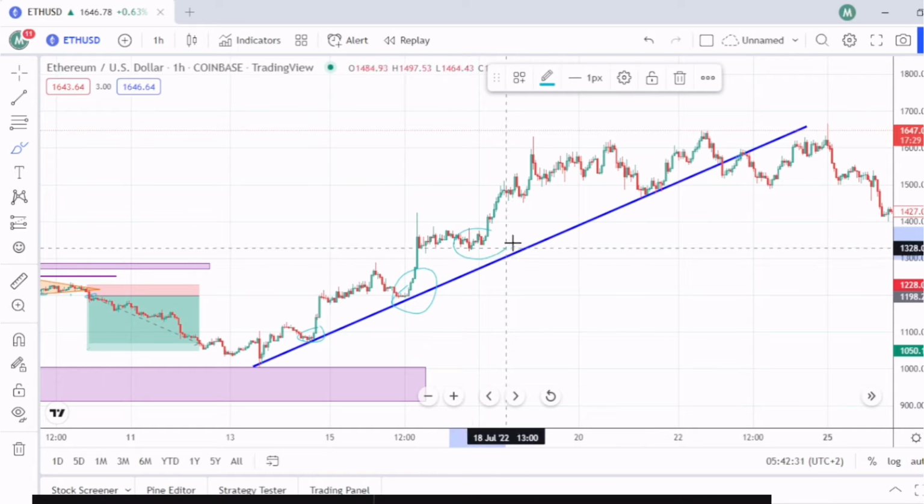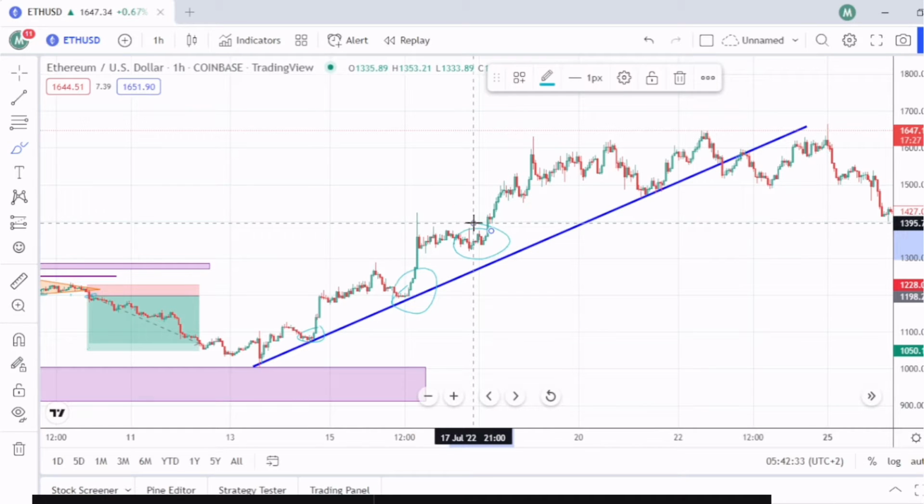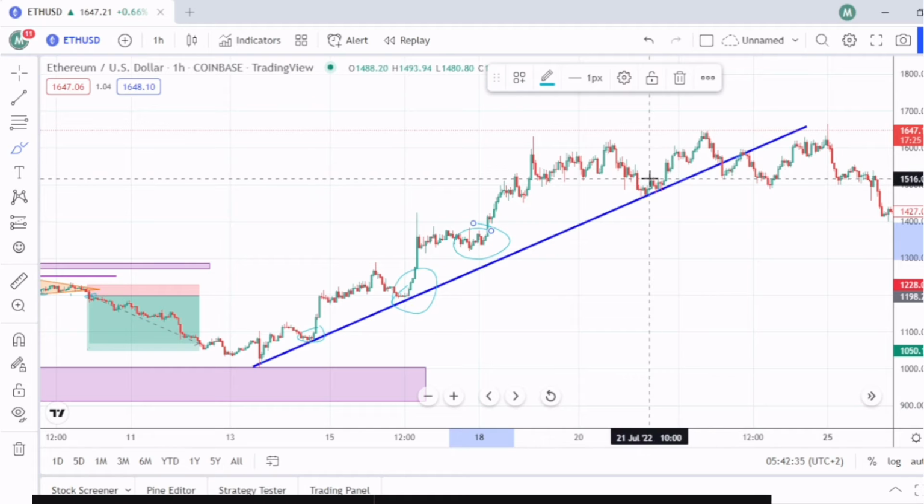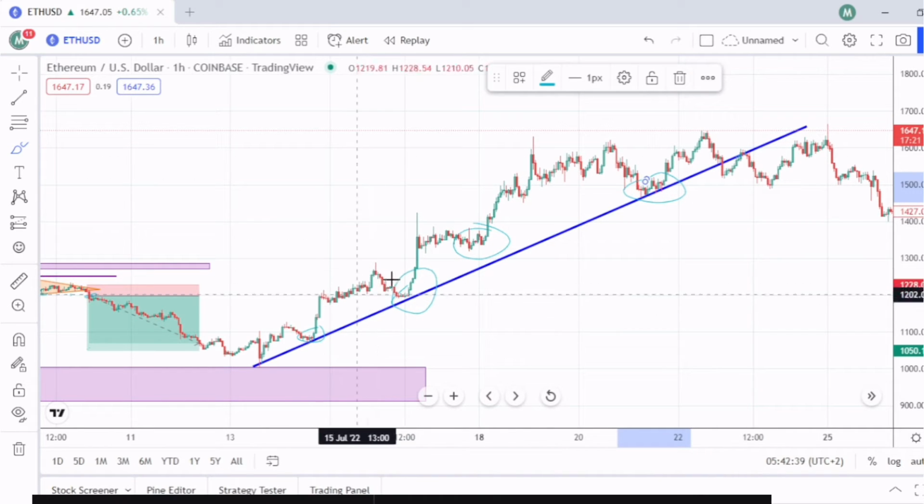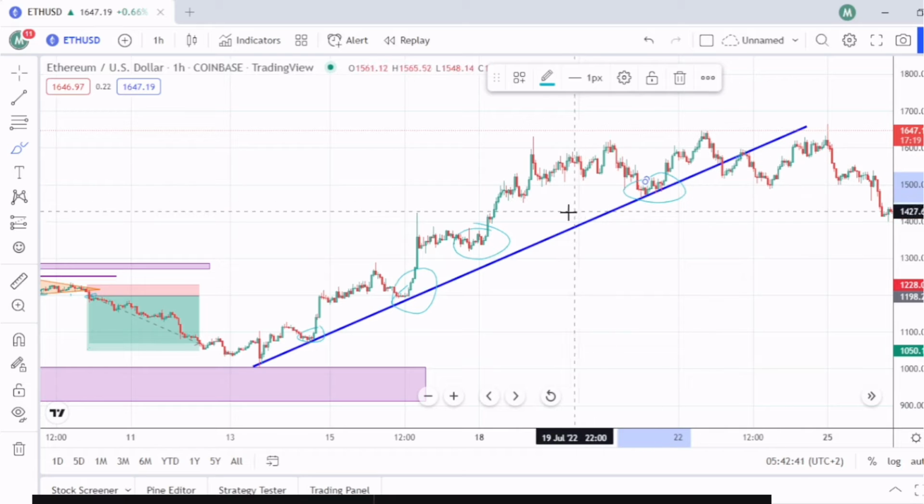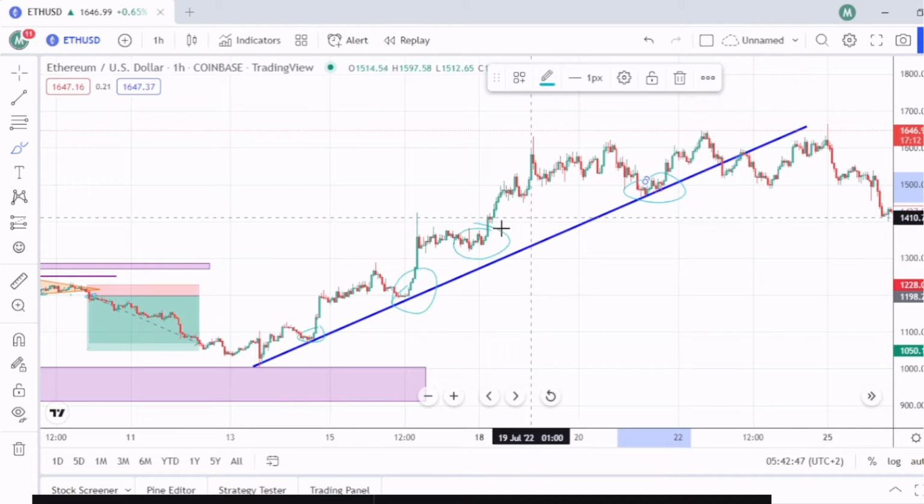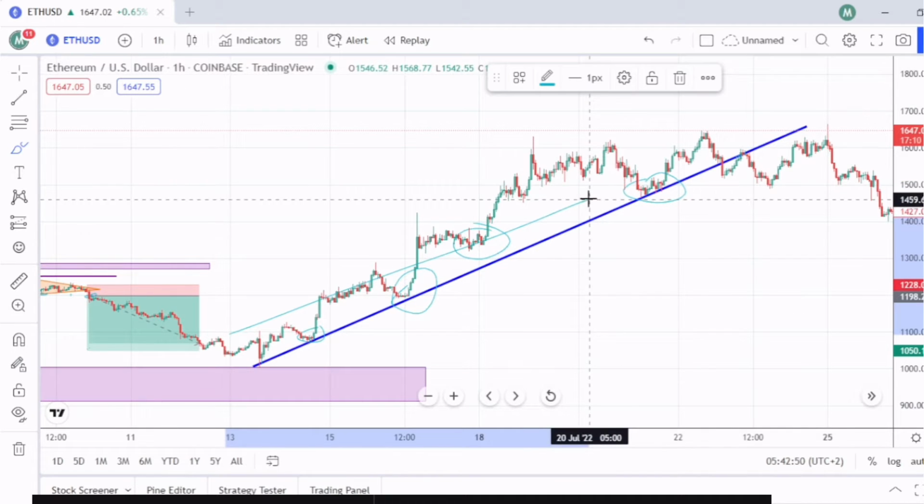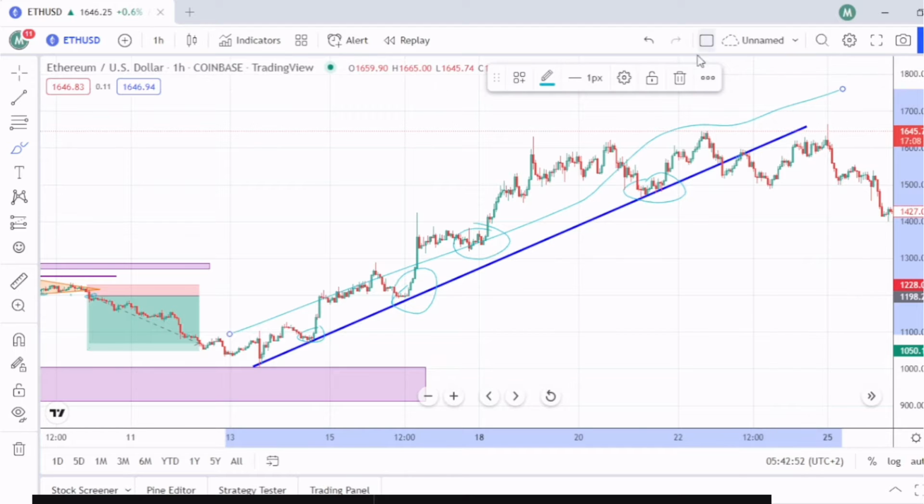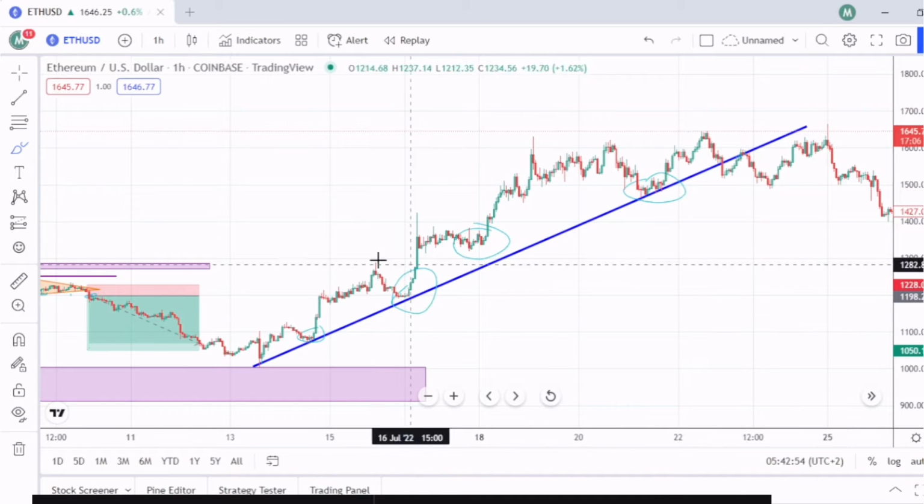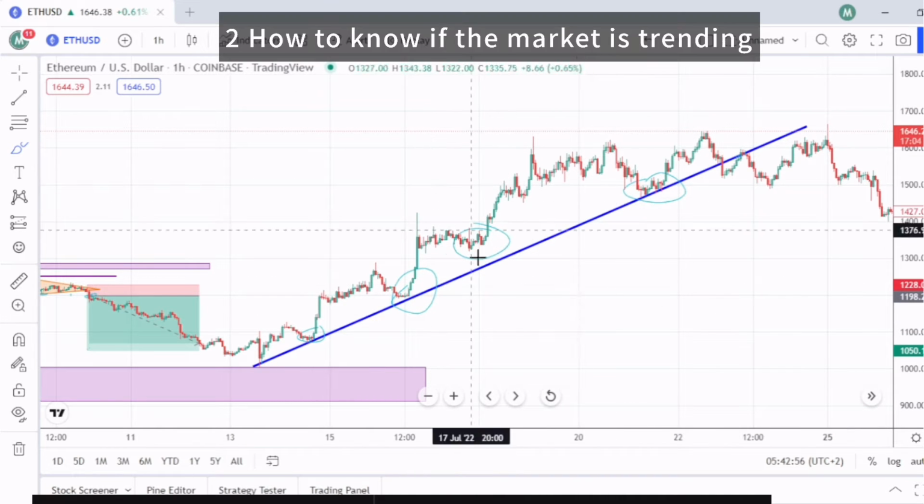Then we have another pullback there. It's not big, but it's a pullback. Then another solid pullback there. We have about 4 pullback regions in this trend. So you enter on the pullback in the trend. Once you identify that the market is going up, then you enter on these pullbacks.